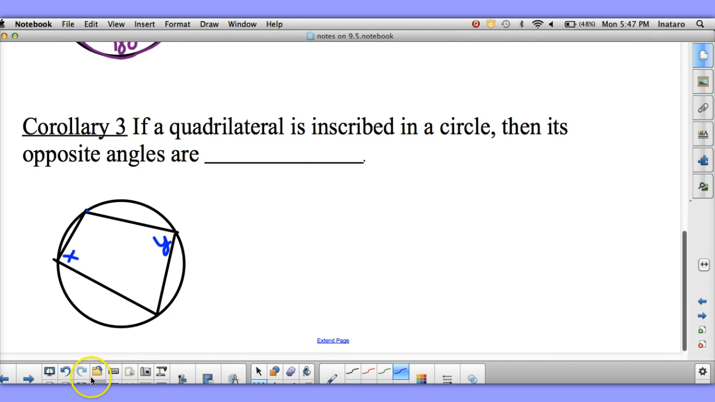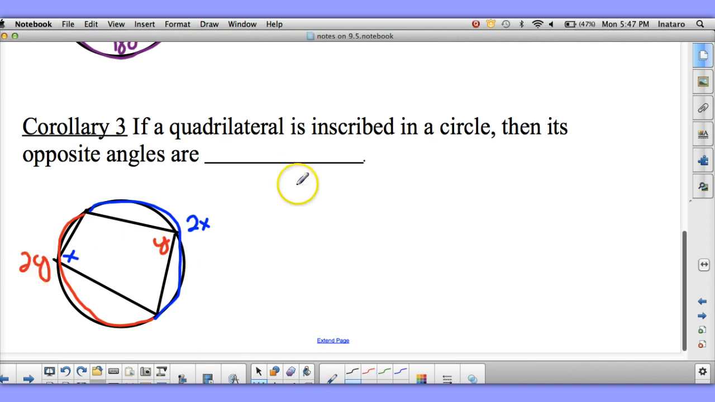Let me change the color here to be red so that this will stand out a little more. My angle that I have labeled x, its intercepted arc is this one here. And we know that the angle is half of the arc. So this blue arc would be 2x. And the angle that I've labeled y has this arc as its intercepted arc. So if this angle is y, I know the arc is 2y. Once again, the angle's half the arc.